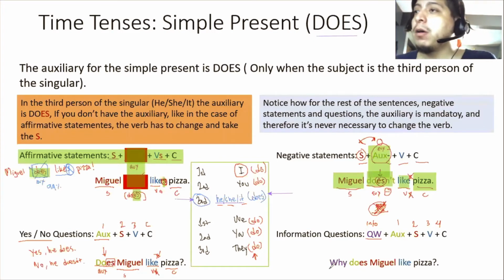In this case, you have question word. Why? So you're asking for a reason.